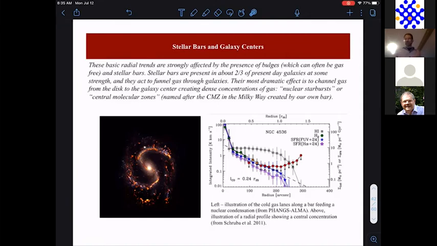The CMZ, of course, is a feature in our own Milky Way galaxy, and it's created by this kind of action by the stellar bar, originally recognized from things like COBE in our own galaxy. So stellar bars are a really powerful way to create starbursts without major mergers, internal to normal galaxies. This is your secular way to create starbursts in local galaxies.